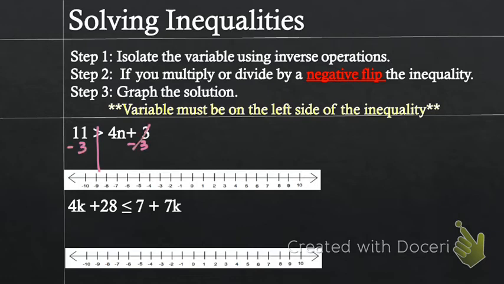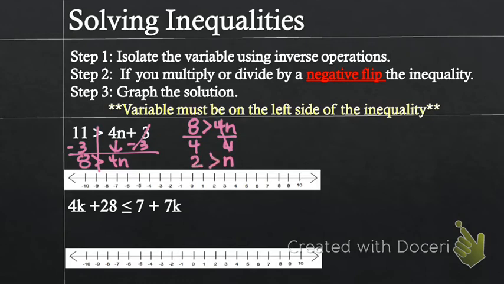So I have my zero pair. 11 minus 3, we get 8. Bring down my 4n, and I'm going to bring down my inequality. I'm going to rewrite it over here. So we have 4 times n. Our inverse is to divide, so I'm going to divide both sides by 4. So I have my n, bring down my inequality. 8 divided by 4 is 2.